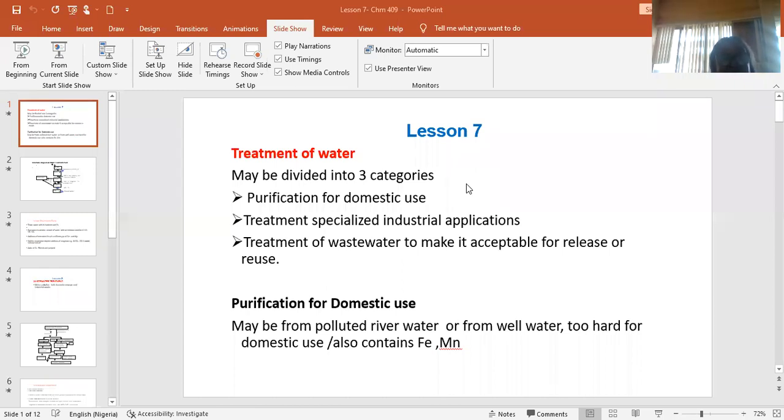So, purification for domestic use. This water, like I said, can be from a polluted river or from a well, and usually it is too hard for domestic use. It contains a lot of iron and a lot of manganese, so we need to remove some of these pollutants before it is useful for domestic use.